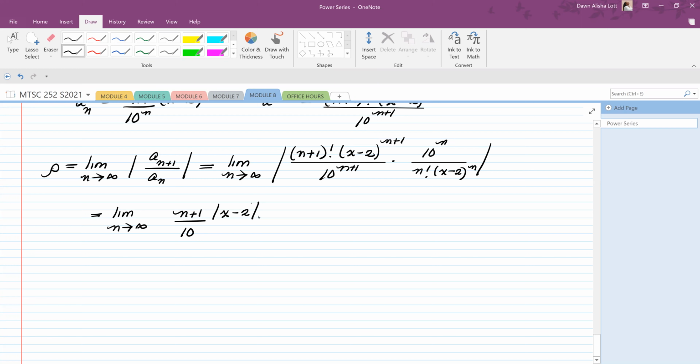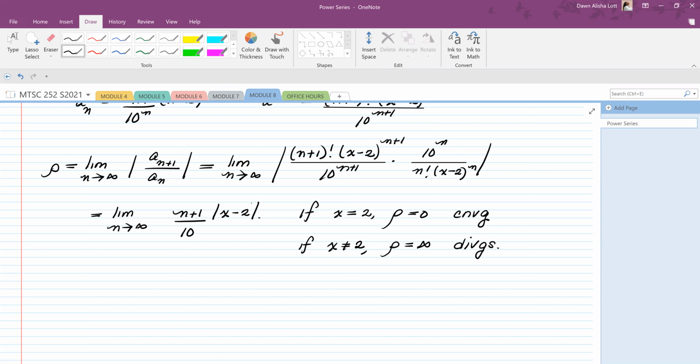Now, if x equals 2, then this limit rho is simply equal to 0, so it'll converge. But if x is not equal to 2, then rho is equal to infinity, and it diverges. So this is the case where it only converges at a, but nowhere else.